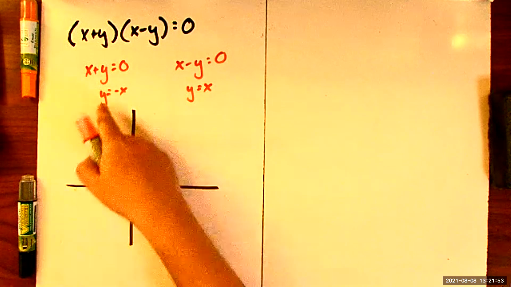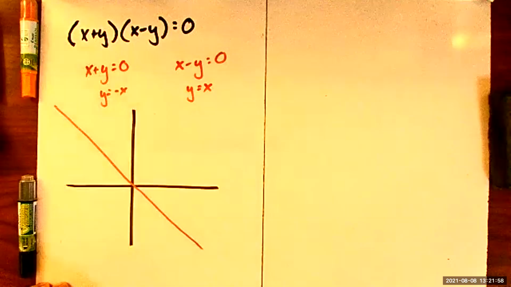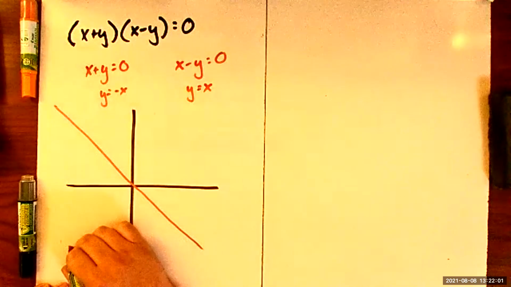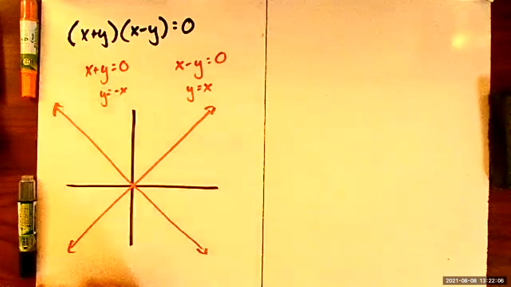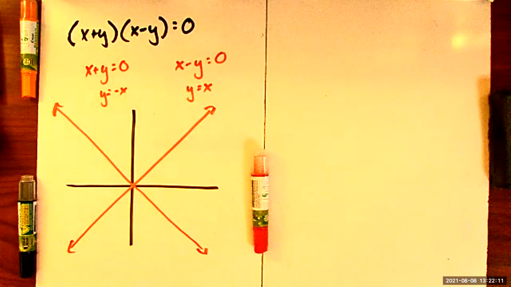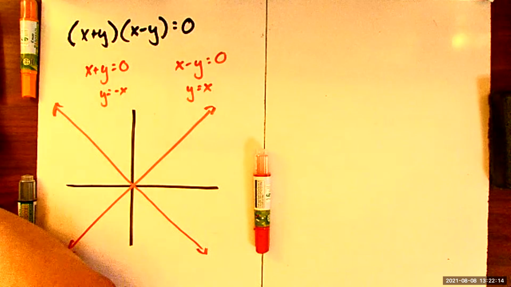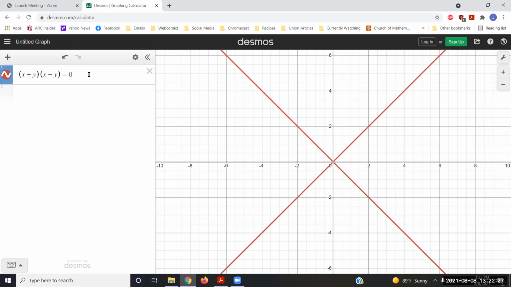In this case, the graph of y equals negative x is going to be coming down at an angle of 45 degrees, while y equals x is going to be coming up at an angle of 45 degrees. And so this equation should give us a graph which looks like this. Let's see if Desmos can do that. So pulling up our good friend Desmos, I want to do x plus y times x minus y equals 0. And notice it's able to graph it.